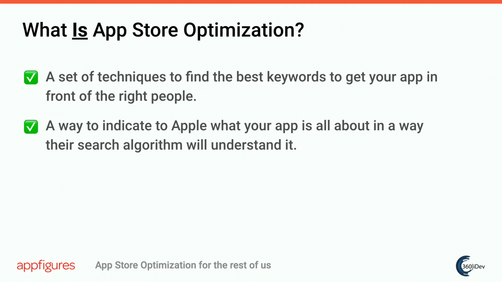I know we talk about algorithms all the time, and there was just a good talk by Joe, who's here in the back, about algorithms. And ASO is really, in part, an algorithm problem. If we can figure out what Apple does to display apps in search results, we can actually optimize our app to show up where it needs to show up. And I'm going to be talking about that today.